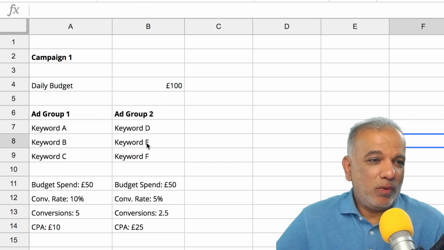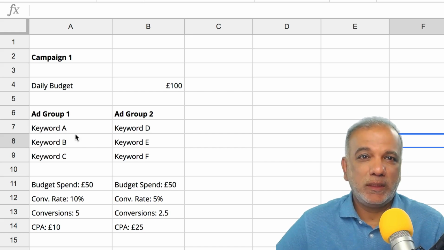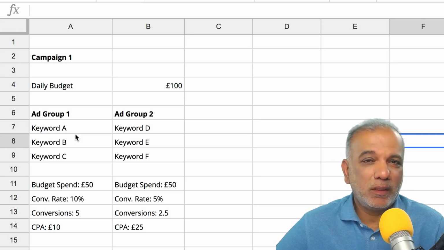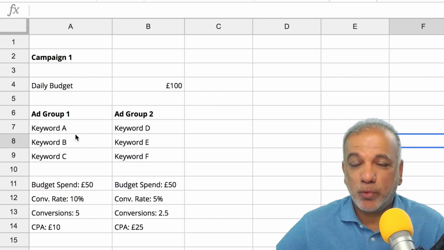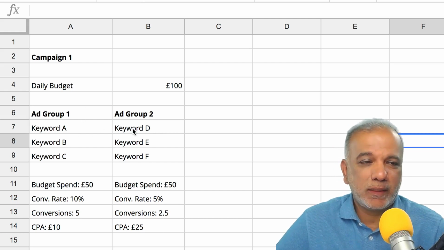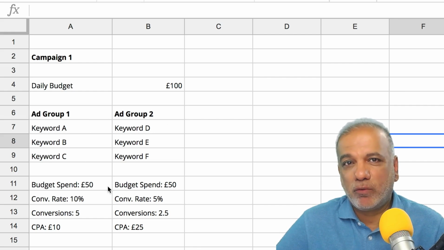Whenever you have more than one keyword in an ad group, I would always recommend that you keep those keywords extremely tightly knit, so they are not very loose. And if your campaign is all about direct calls to action and conversions, then I would also avoid broad match keywords. So we've got two ad groups running at the same time, and for this example, both ad groups are spending the same amount of budget.